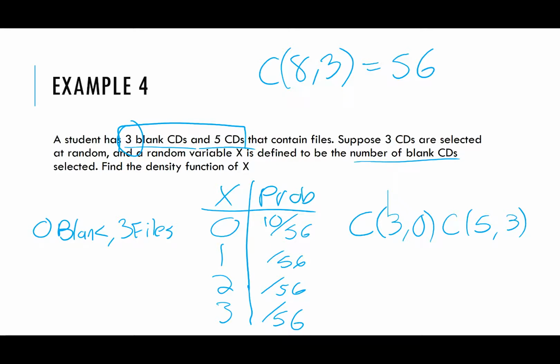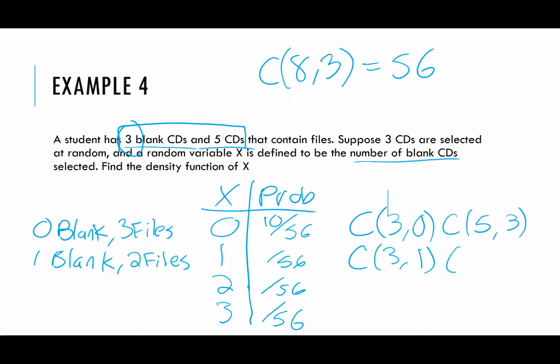All right, so now the next outcome is you choose 1 blank. Now remember, if you chose 1 blank, then that means the other 2 CDs have files in them. Remember, you're choosing 3 CDs. So this is a situation where 1 CD is blank and 2 of them are with files. So the combination there, let's start with the blank. There are 3 blank CDs, and in this case, you're going to choose 1 of them.